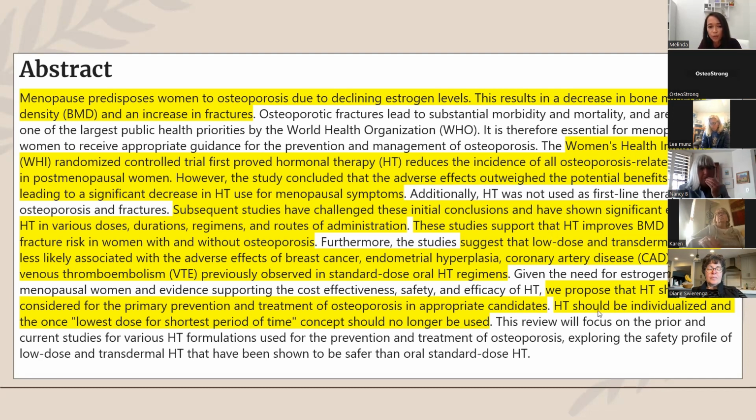We propose that hormone therapy should be considered for the primary prevention and treatment of osteoporosis in appropriate candidates. Hormone therapy should be individualized, and the once lowest dose for shortest period of time concept should no longer be used.